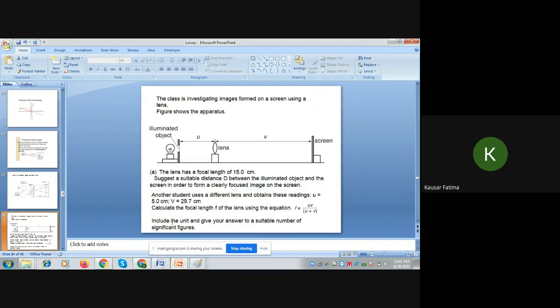And here this is another part, include the unit and give your answer to a suitable number of significant figures. So this factor is very important here, significant figures. So unit of the focal length, of course, is a length, so it will be centimeter. Object distance is in centimeter, image distance is also in centimeter, that will also be in centimeter. And how many significant figures can you have, because your data has 5, means 2 significant figures in object distance and 3 significant figures in image distance, means you can have best 2 significant figures, because object has the least number of significant figures.